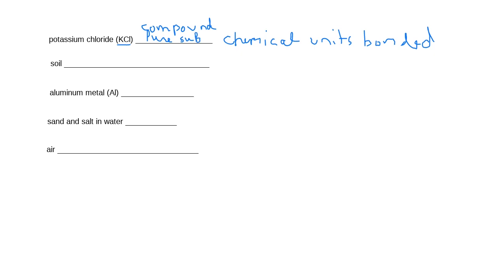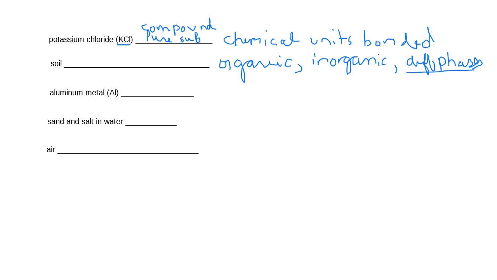Soil, as you know, especially topsoil, is a mixture of organic matter, inorganic matter, lots of different living organisms, decaying organisms, broken up bits of rock. There's some water mixed in there, different phases. So the fact that there are different phases, you can see different colors, you can see solids and liquids, makes it a heterogeneous mixture. Aluminum metal, we only have one kind of element. And that will be an element and a pure substance.